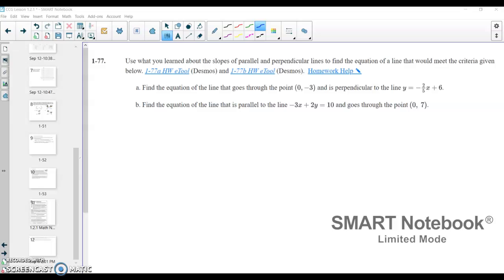All right, here's some homework help for problem 1-77 from homework 1.2.3. We are going to work on A and B. Both problems are going to use something we call point-slope form, and point-slope form is y minus y1 equals m times x minus x1.